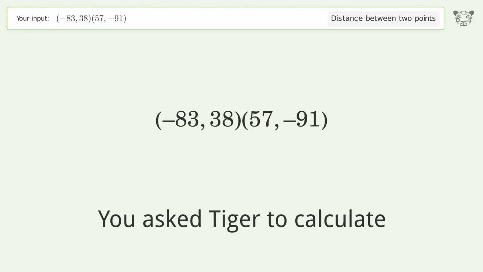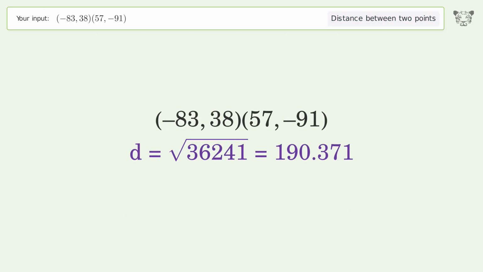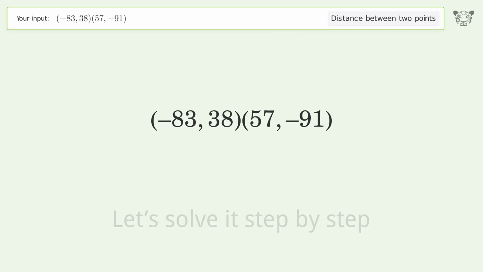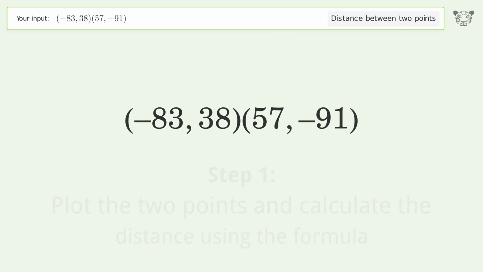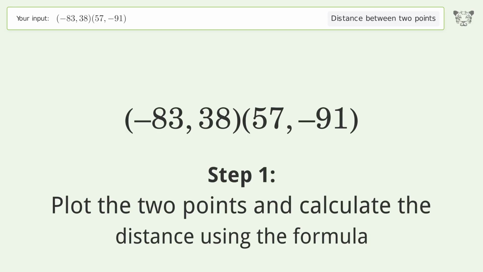You ask Tiger to calculate. This deals with the distance between 2 points. The distance between the 2 points is the square root of 36,241 or 190.371. Let's solve it step by step. Plot the 2 points and calculate the distance using the formula.